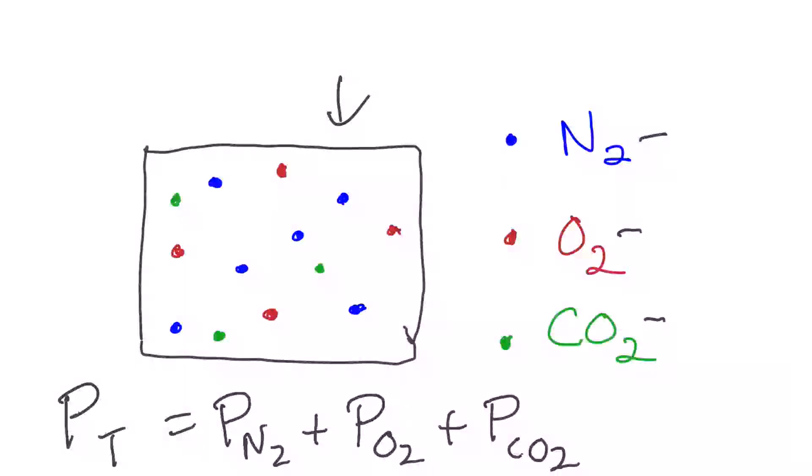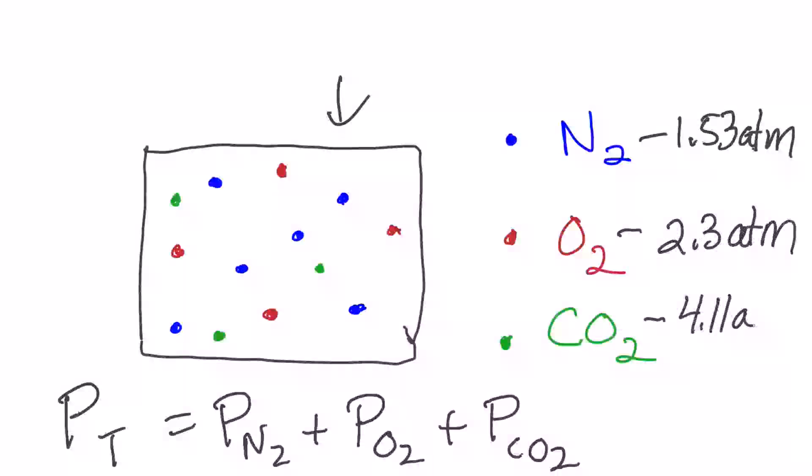So what if I know that the partial pressure of nitrogen is 1.53 atmospheres and the partial pressure of oxygen is 2.3 atmospheres and the partial pressure of carbon dioxide is 4.11 atmospheres? All I would have to do is add these up to find the total pressure. So pretty easy. I'd add these three numbers up and I get 7.94 atmospheres.